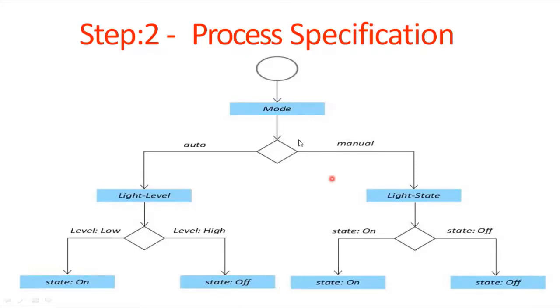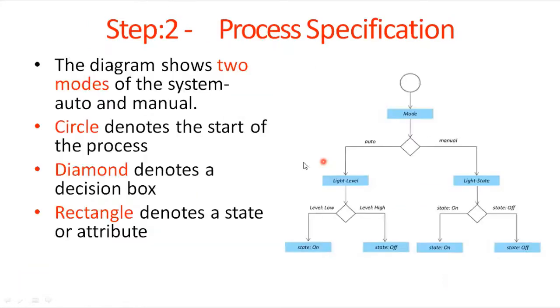Coming to the manual mode, how can you represent it here? The light state depends upon the user's setting. If the light state is on, that means you are going to turn the light on. If the state of the light is off, that means you are going to stop the light. It depends upon this information.